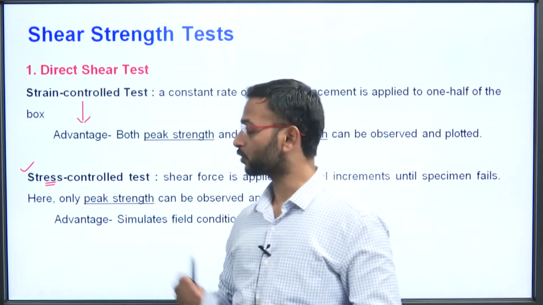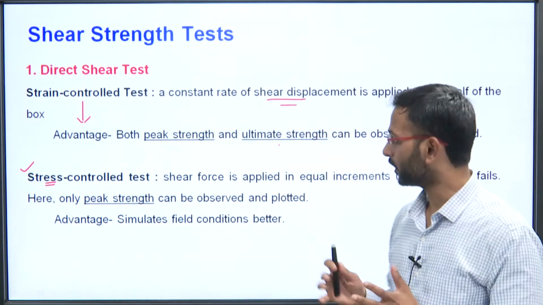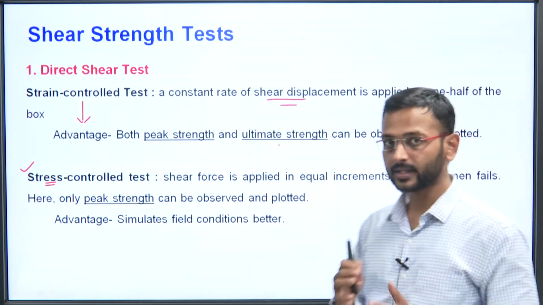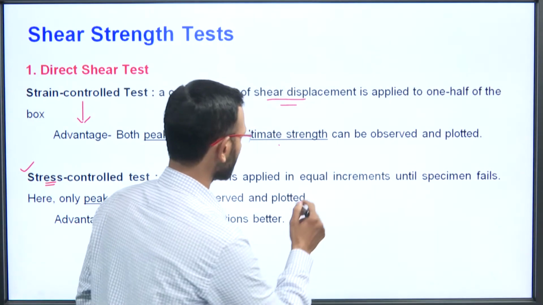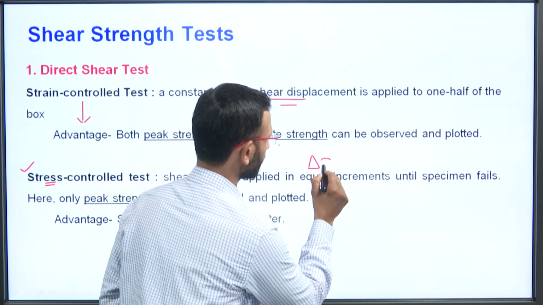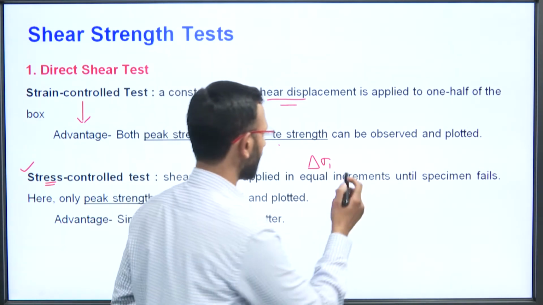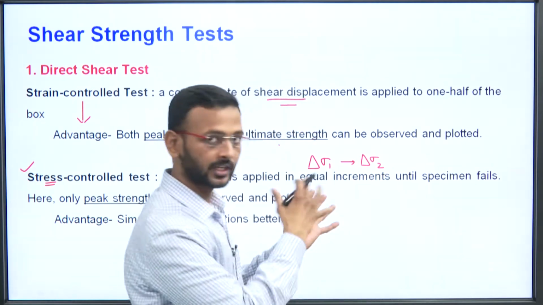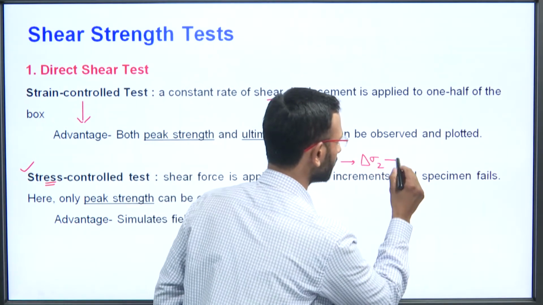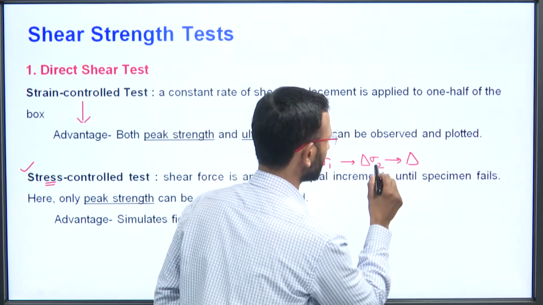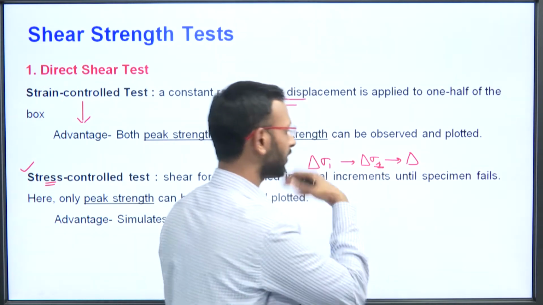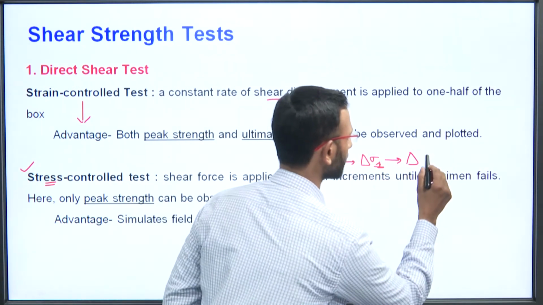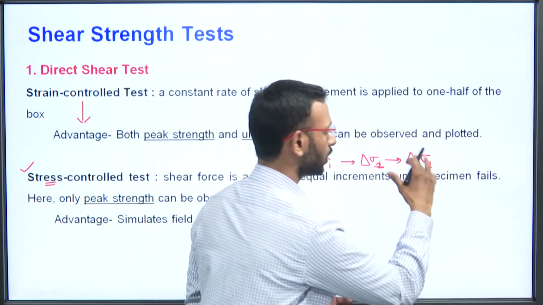But in the case of the stress control test, what happens there? Here the shear force is applied in equal increments until the specimen fails. So let us say the first time you applied delta sigma 1, and after some time you applied delta sigma 2, the failure was not observed, so you increased the force. Let us say even if you simply applied delta sigma 1, the same amount of force, next time also, then what happens?